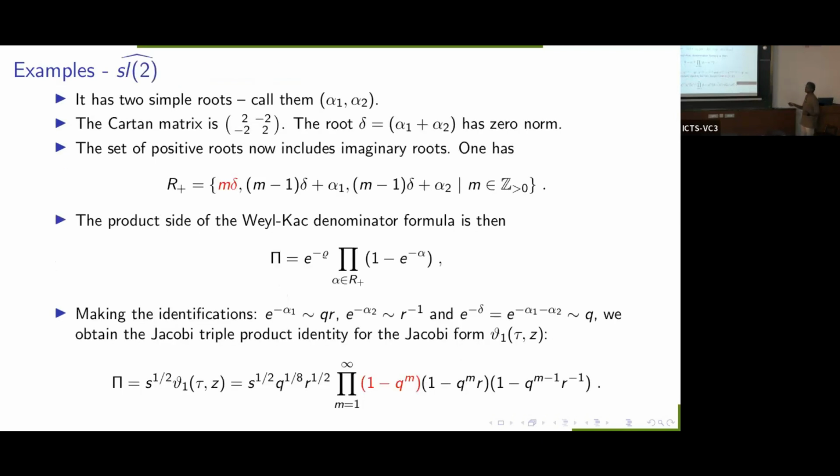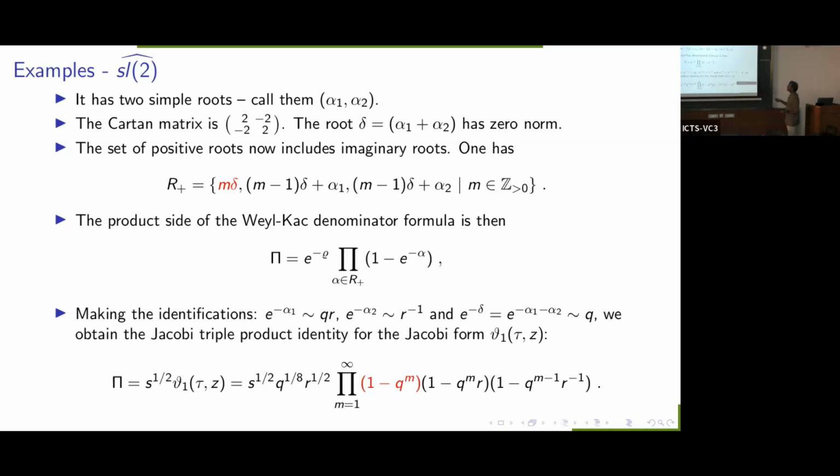Let's take this 2, minus 2, minus 2 matrix. And now what you find is delta. If you look at the determinant of this, it is 0. So this delta, which is alpha 1 plus alpha 2, has 0 norm. In the Lie algebra story, the norm is actually what we in physics would call the norm square. And if the norm square is 0 or negative, it's called an imaginary root. So delta is an imaginary root, but it's not simple. It has 0 norm.